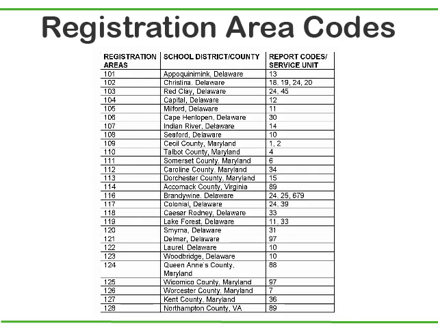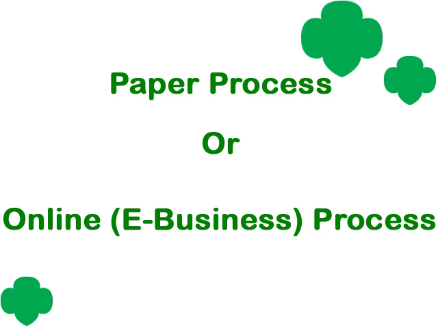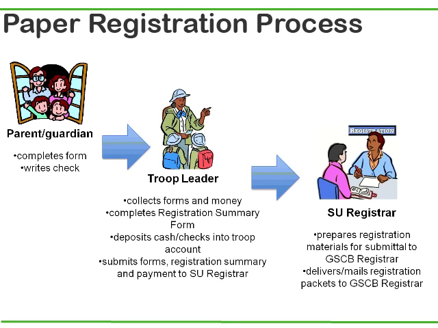On the screen, you'll see the registration area codes. This is the list of codes for the school districts in your service unit. This code will be used on the registration summary form. There are 2 ways for people to register: the paper process and the online process. The paper process is only used for girls who are being scholarshiped, girls who have reached the 500+ club, or graduating seniors. All others can use the online process, which is much more efficient and effective.